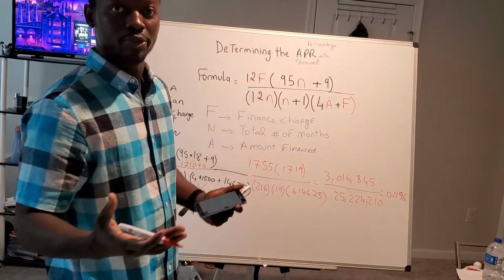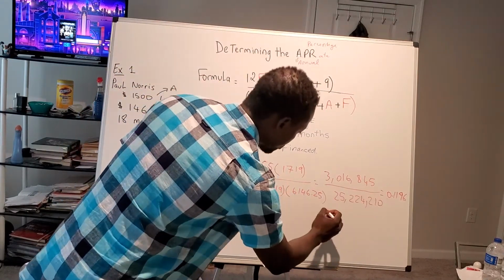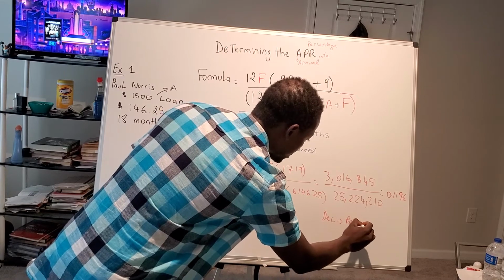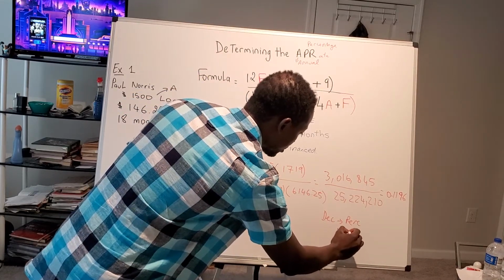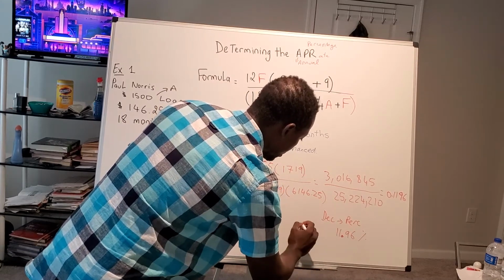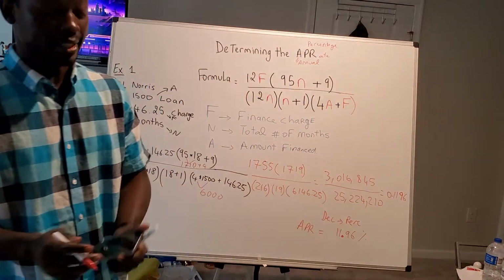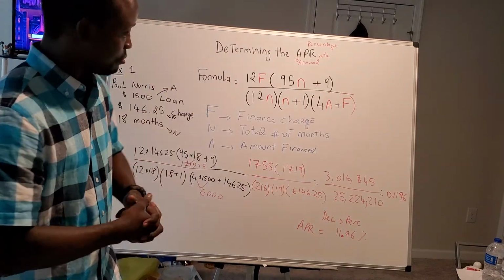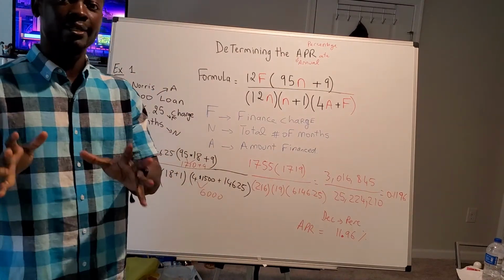Now this is supposed to be a percentage, right? So this is from decimal to percent, right? If I do decimal to percent, what do I get? 11.96%. So this is your APR. APR equals 11.96%. And if you have the answer in the book, you will see you will have the same answer as 11.9.